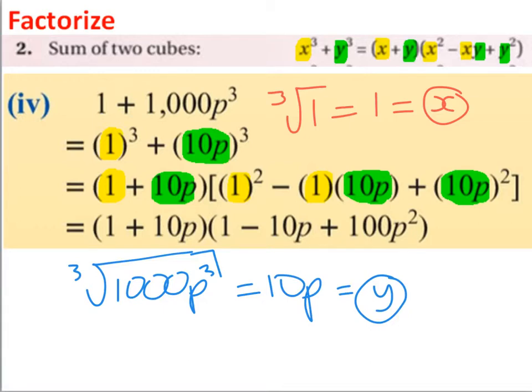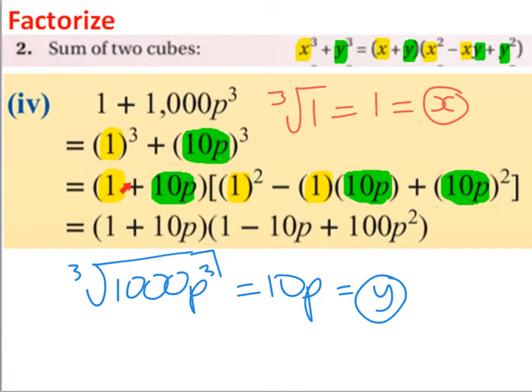So now all we have to do is substitute into our formula. So we have bracket x plus y bracket. So we're going to have bracket 1 plus 10p bracket, because remember x is equal to 1 and y is equal to 10p. Next we have x squared, so it's going to be 1 to be squared, minus x times y, so minus 1 times 10p, plus y squared. And we know y is equal to 10p, so it's going to be plus 10p to be squared.